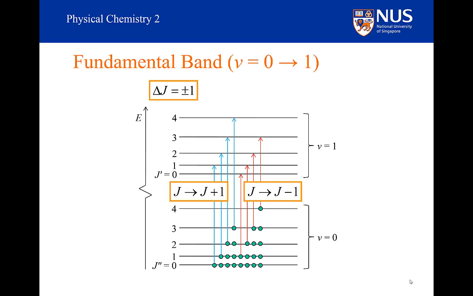When J is increased by 1, we identify these transitions as R-branch transitions. Notice that all these transitions where J has increased will be at a frequency that is larger than the fundamental frequency. The fundamental frequency can be identified in a hypothetical transition in which J doesn't change. When J has decreased by 1, we identify these transitions as P-branch transitions. Notice that all of these transitions where J has decreased will be at a frequency that is smaller than the fundamental frequency.